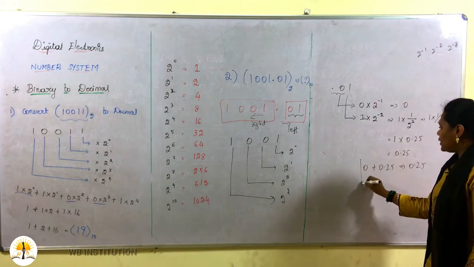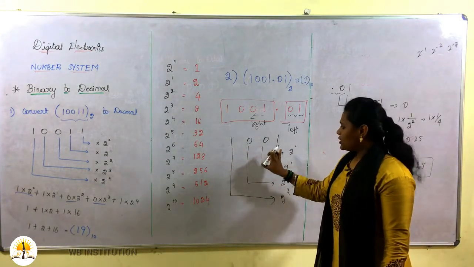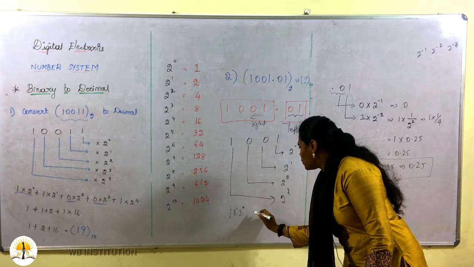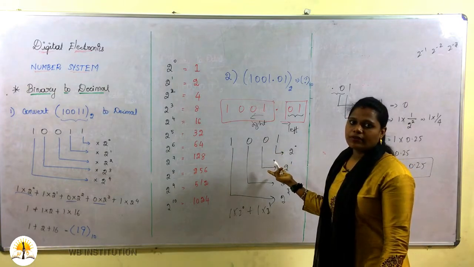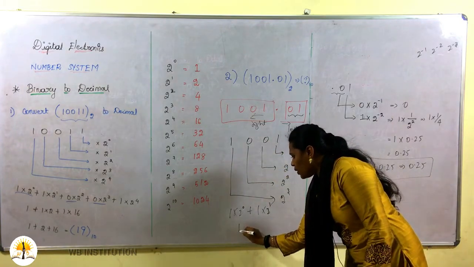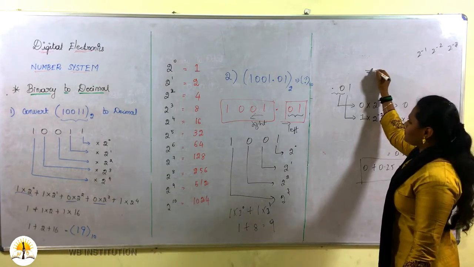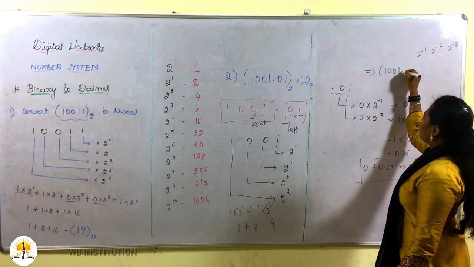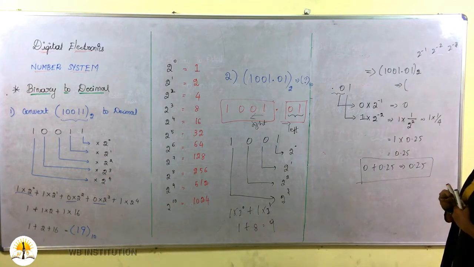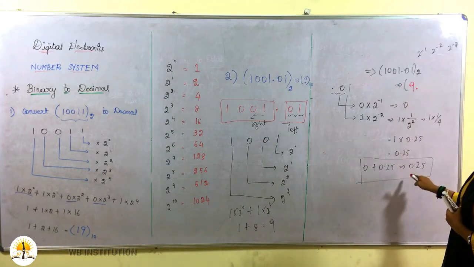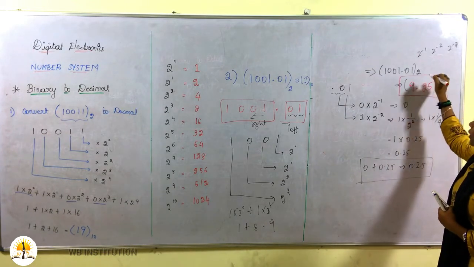This is the value for the fractional part. Now check the integer part. For zeros we need not multiply. Just take the 1 into 2 power 0 adding with 1 into 2 cube. I am not going to take the other two values since they give only 0. So 1 into 2 power 0 is 1, plus 2 cube is 8, so 9. So the value here is 9.25. This is the decimal value for this binary 10010.1.